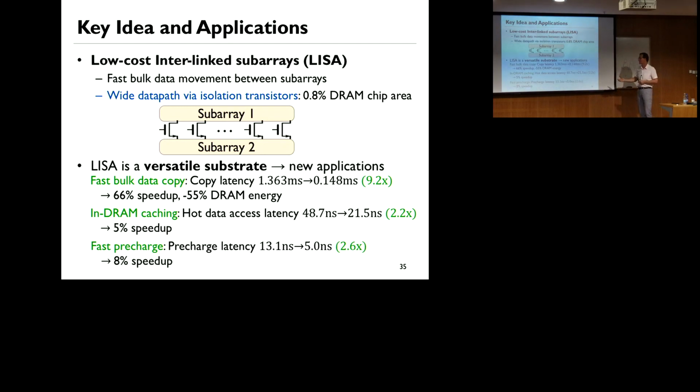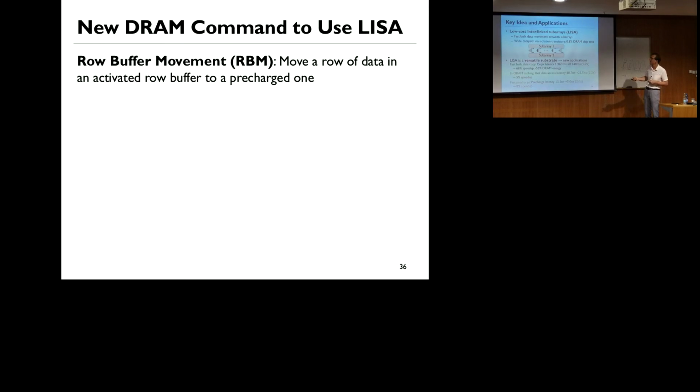And this could also enable fast precharge, because now whenever you're precharging an array, you're able to use the precharge structures on both sides of the subarray. And that could reduce your precharge latency significantly too. So it's good to have more connectivity, basically.